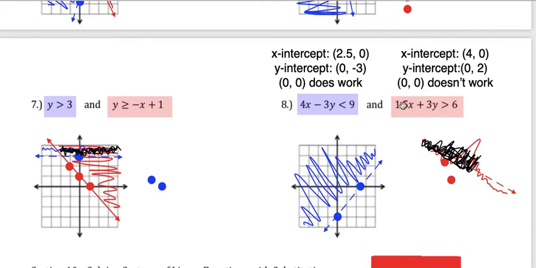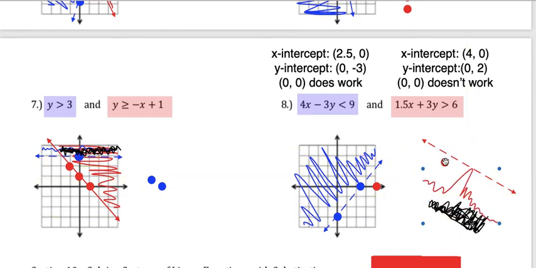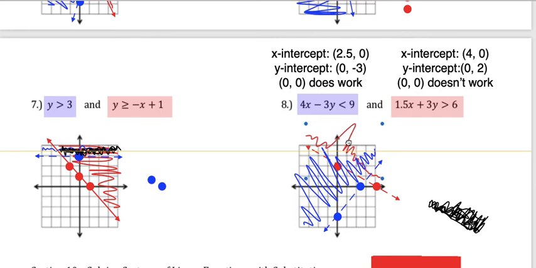For the other equation, the x-intercept is 6 divided by 1.5, which is 4 on the x-axis. Plugging in 0 for x, leaving us with y, 6 divided by 3 is 2, so a positive 2 intercept, and a dashed line. Now where should the shading be? Is 0 bigger than 6? It is not, so we need to shade the other side.